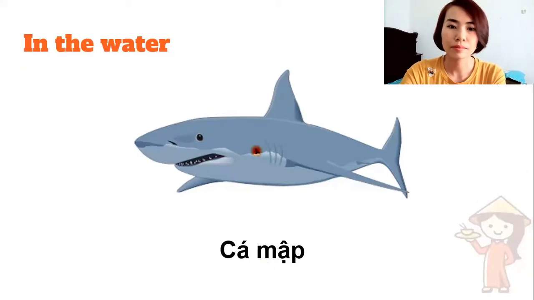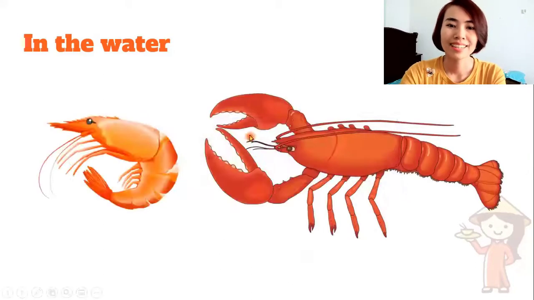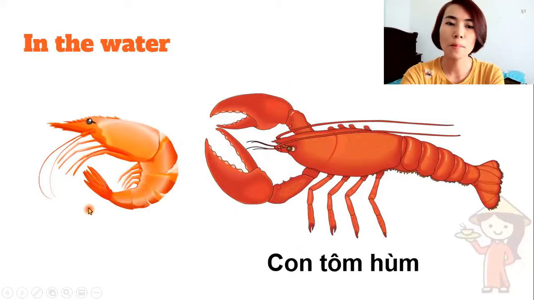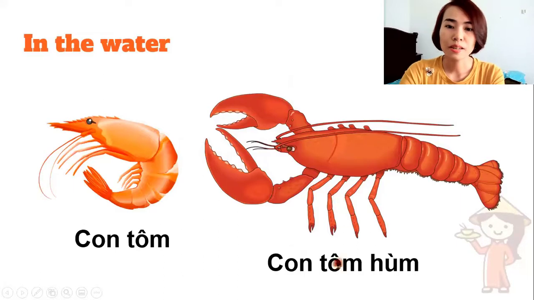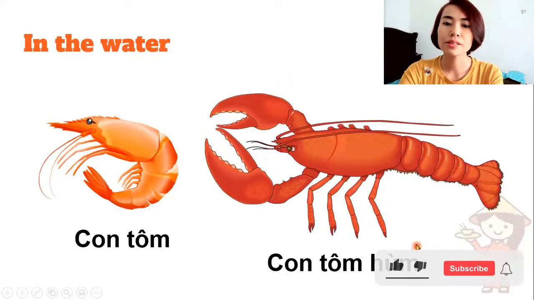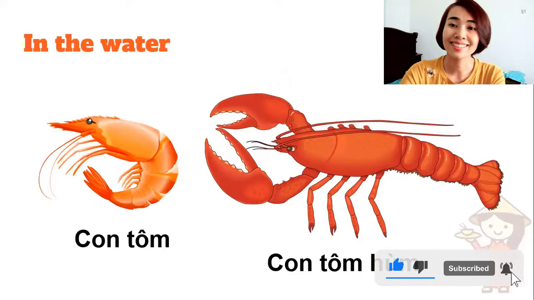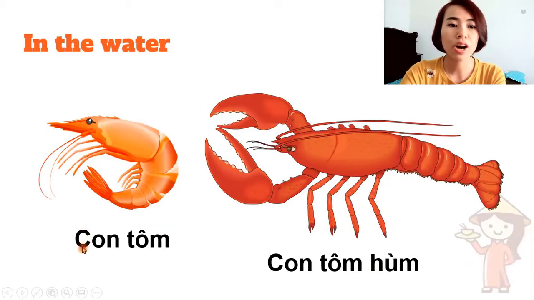Next, the shrimp, con tôm. And the lobster, con tôm hùm. So you see, they are the same type, and we just use a modifier to simplify everything. Shrimp, lobster, totally different nouns, but con tôm and con tôm hùm are the same type, with a modifier.